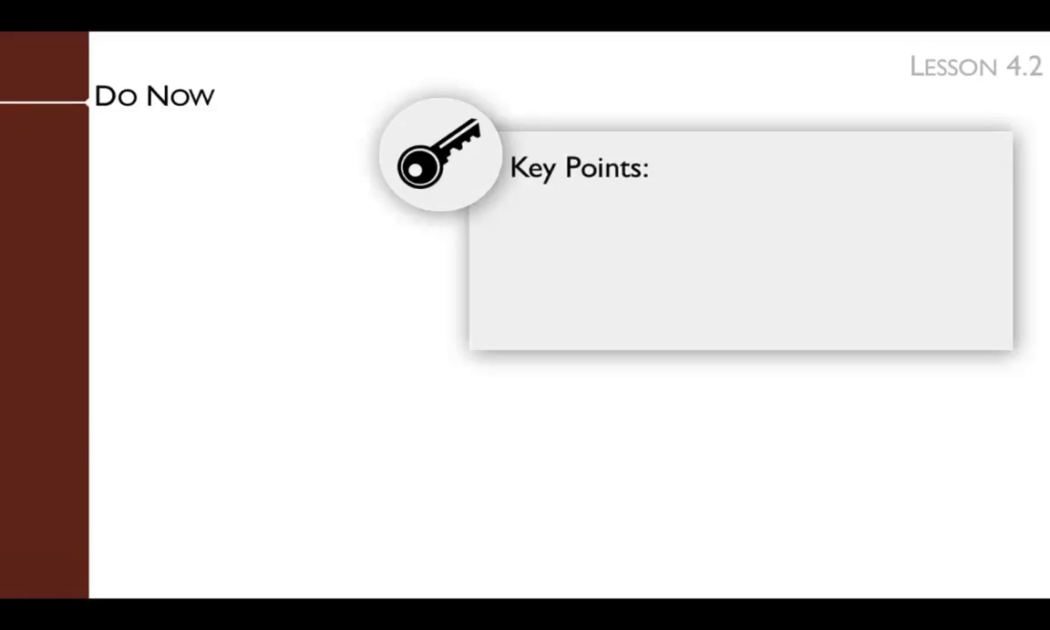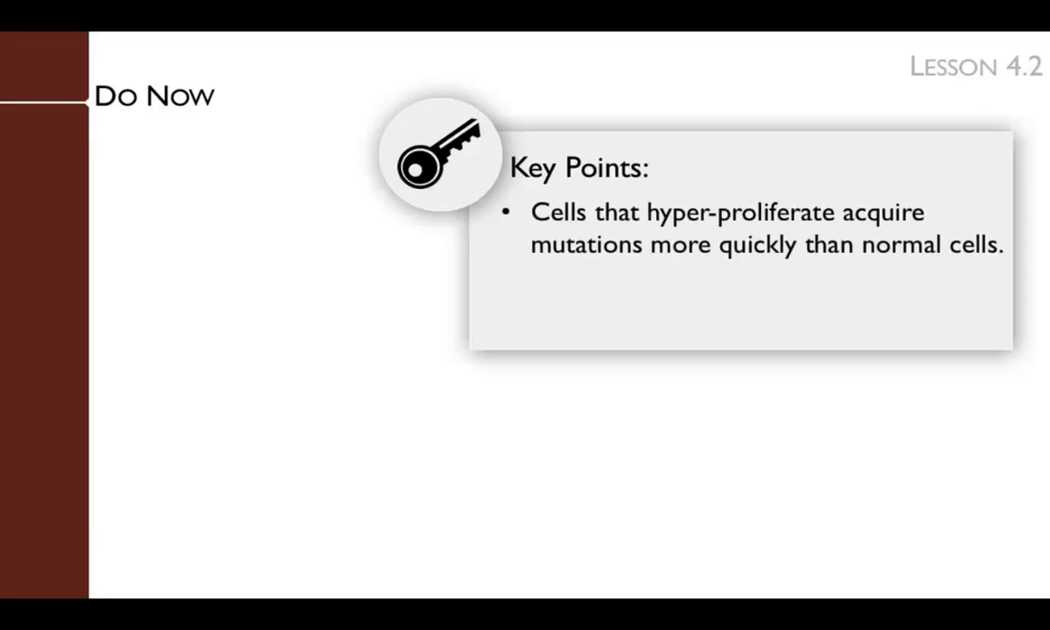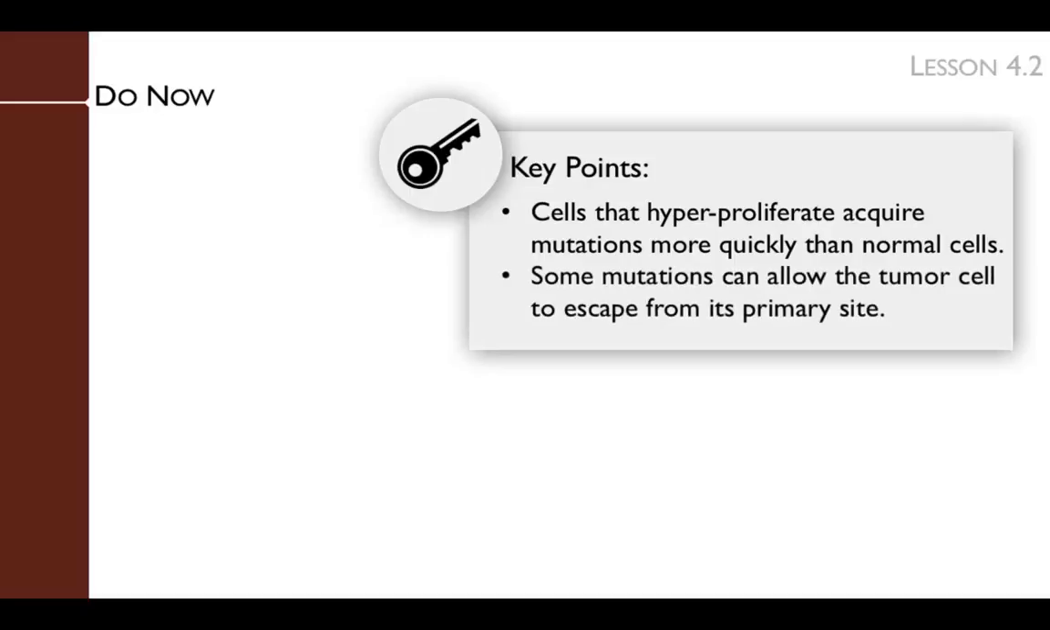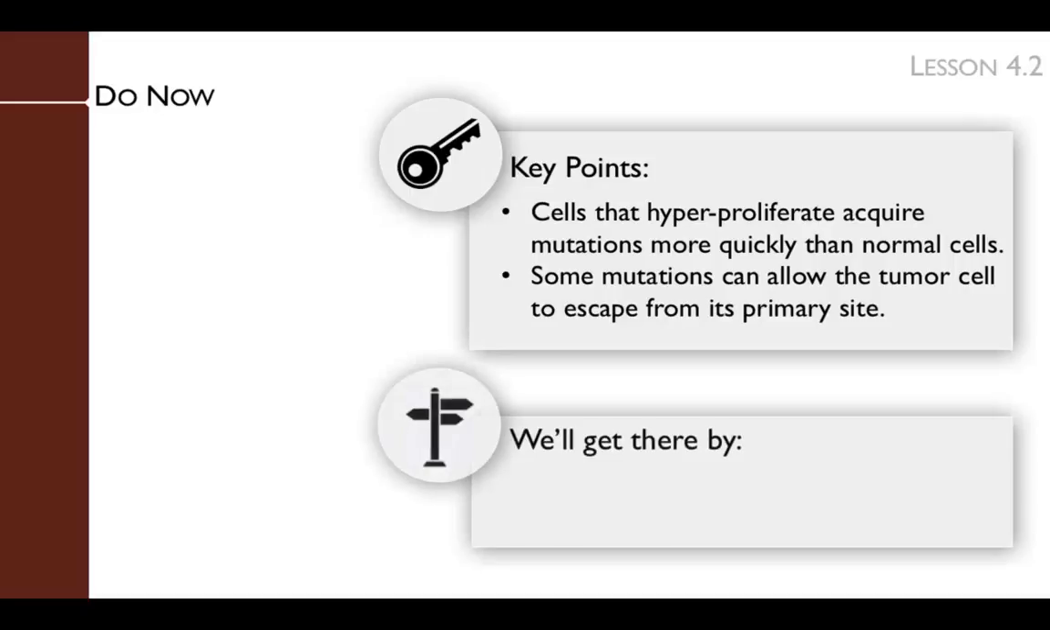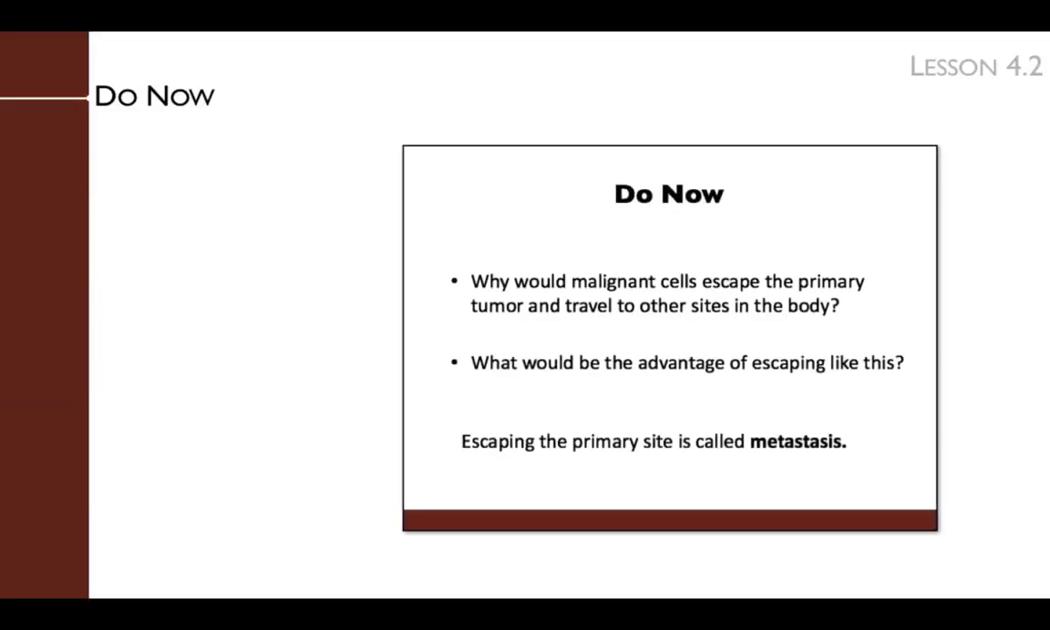The key points of the do now are that cells that hyperproliferate acquire mutations more quickly than normal cells, and some mutations can allow the tumor cell to escape from its primary site. We'll get there by comparing the process of wound healing to metastasis. We need to be more careful now in distinguishing between tumor cells that are hyperproliferating but restricted to the primary site and cancer cells that have the ability to migrate to a secondary site.